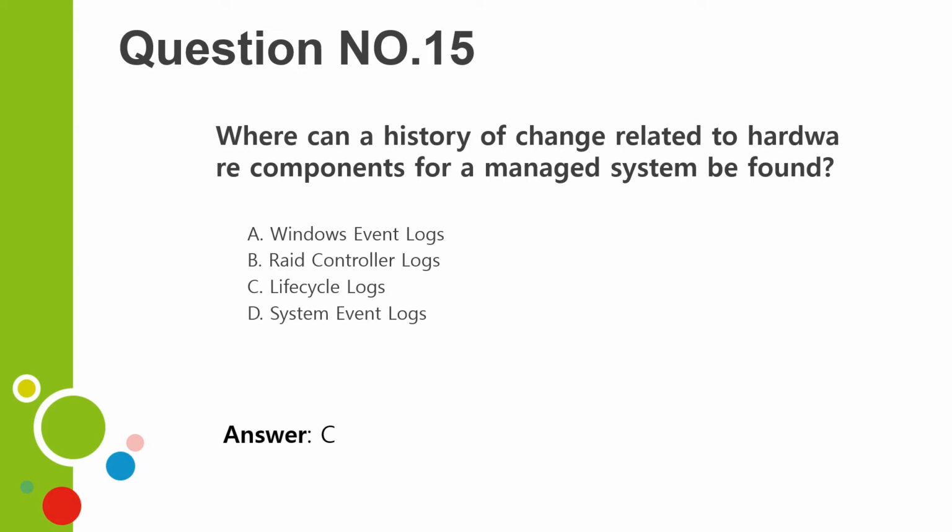Question number 15. Where can a history of change related to hardware components for a managed system be found? A. Windows event logs. B. RAID controller logs. C. Lifecycle logs. D. System event logs. Answer, C.